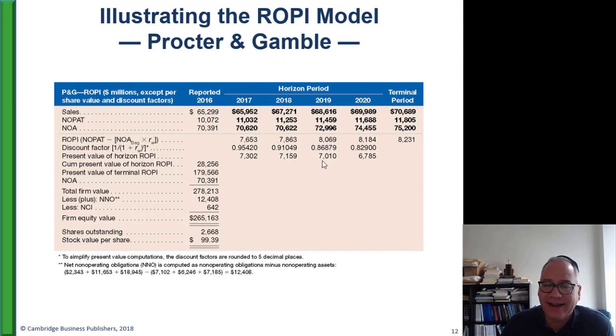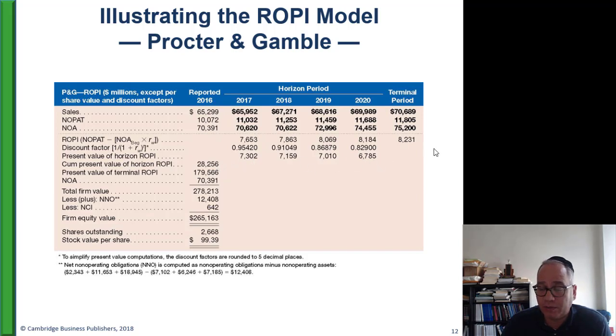Then you also have to figure out what your ROPI for the terminal period is going to be and estimate the present value of that. In this case, it's going to be 179,566. You see how huge that is? That still comprises more than half of the total firm value. Anyway, the cumulative present value of the horizon ROPI is 28,256. That's the sum of these four figures.